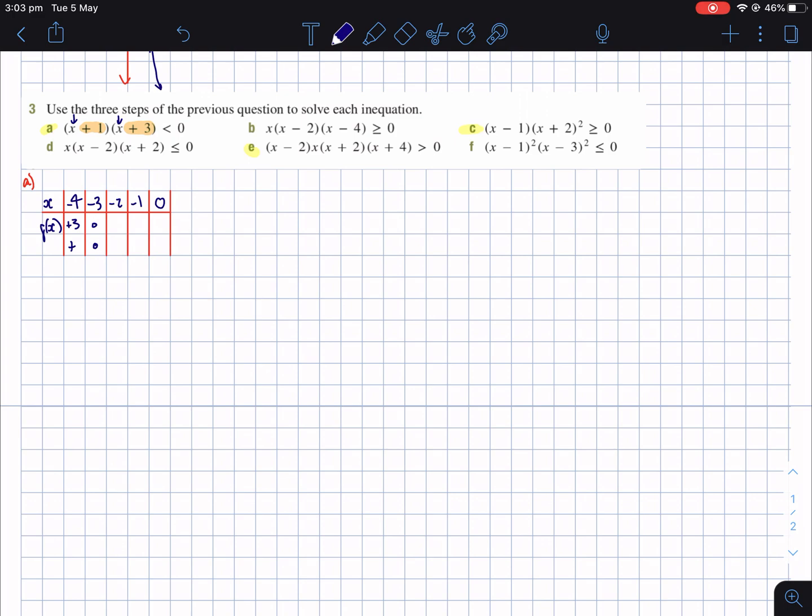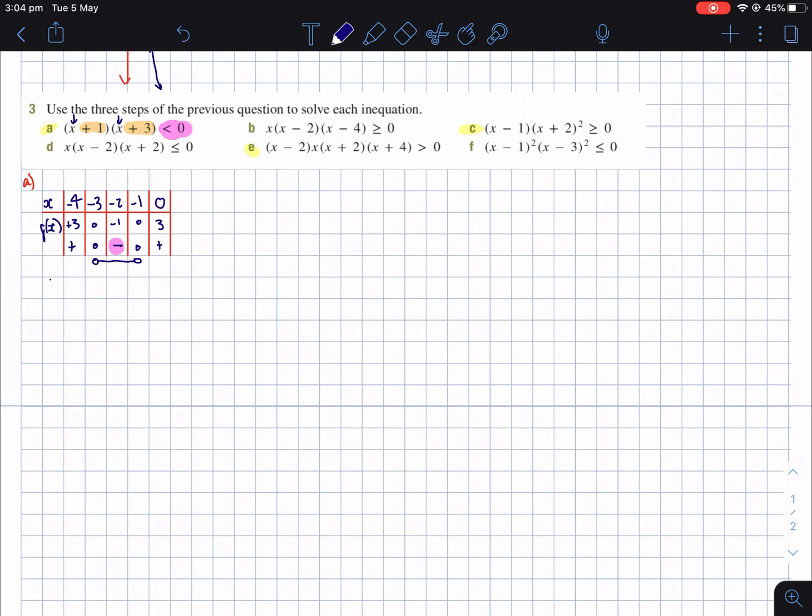Let's chuck in -2. Comes out as -1, which is negative. Let's chuck in -1. It should be 0. And it is. And let's chuck in 0. And that's +3. So this whole thing is less than 0 here, but doesn't equal 0. We don't want it to equal 0. So that's between -1 but not including -1 and -3 but not including -3, yeah?